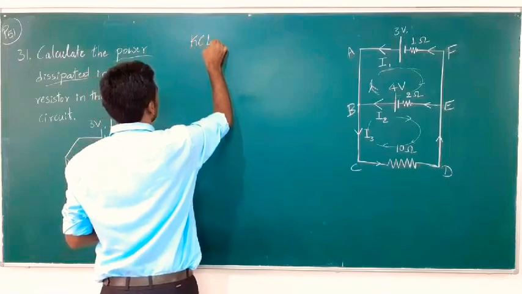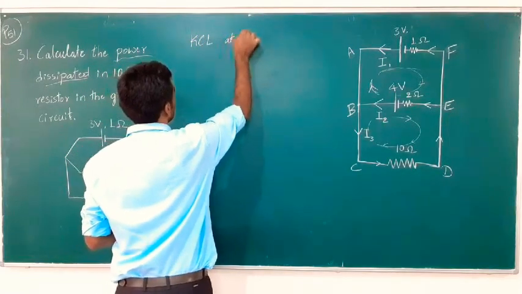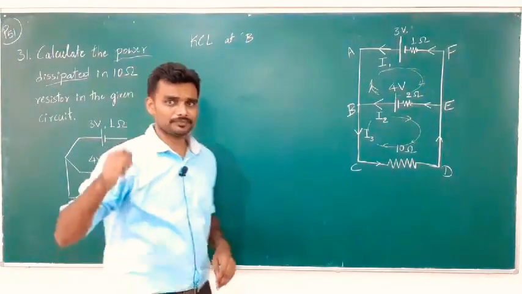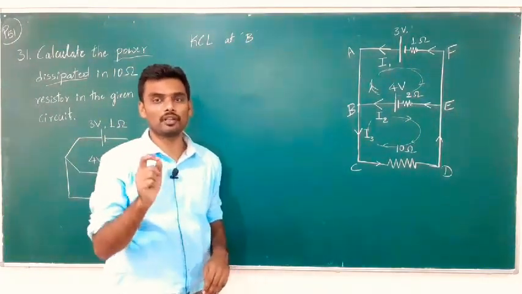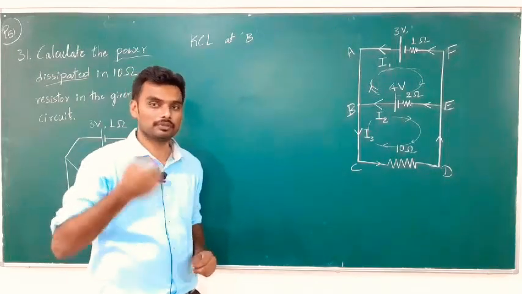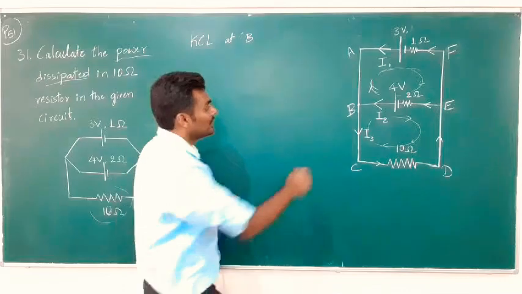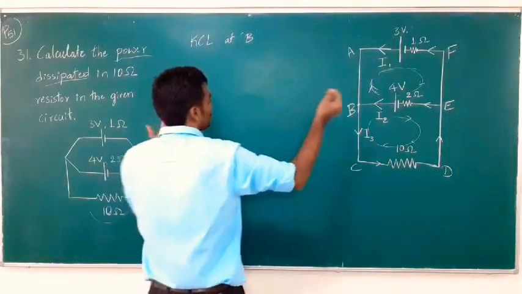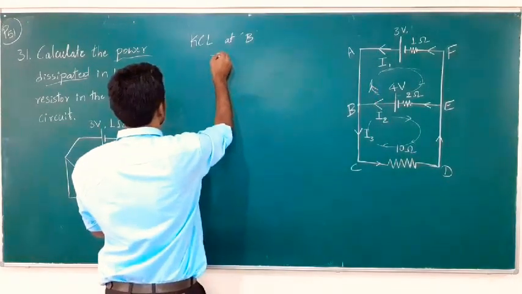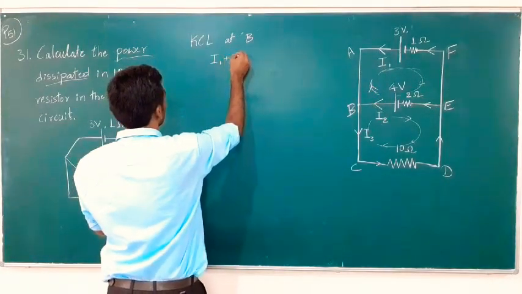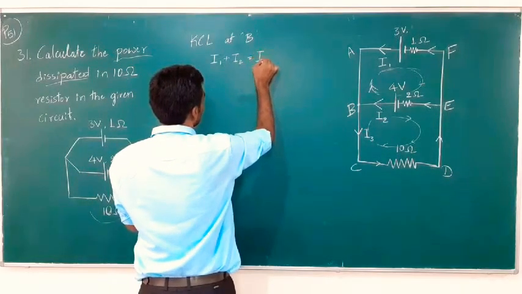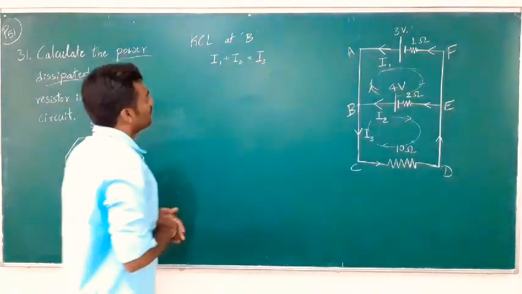Okay, applying KCL at B or for point B. You all know that KCL is applied to a point or a node. KVL is applied to a mesh or a loop, right? So KCL at B, see what does KCL say? Total current entering is equal to total current leaving. Total current entering is I1 plus I2. Total current leaving the point B is I3. So that is what I have.